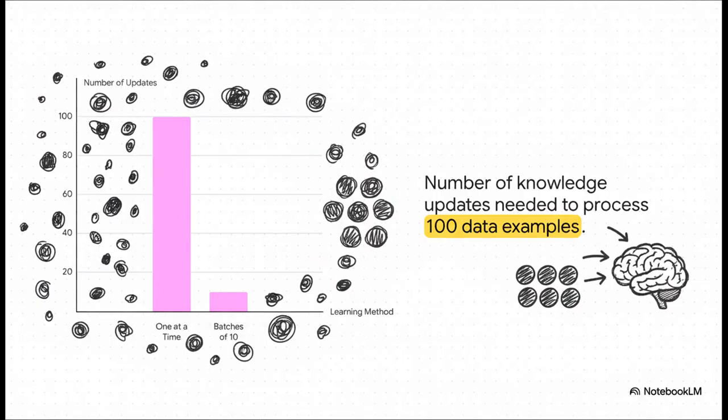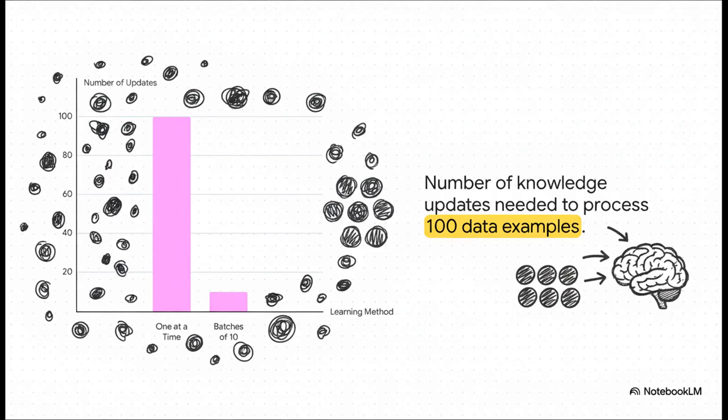This chart just says it all, doesn't it? If you have 100 examples, the old way means 100 separate, frantic updates. But look at this. If you group them into batches of 10, you only need to make 10 updates. 10! And each of those is way more stable and considered.